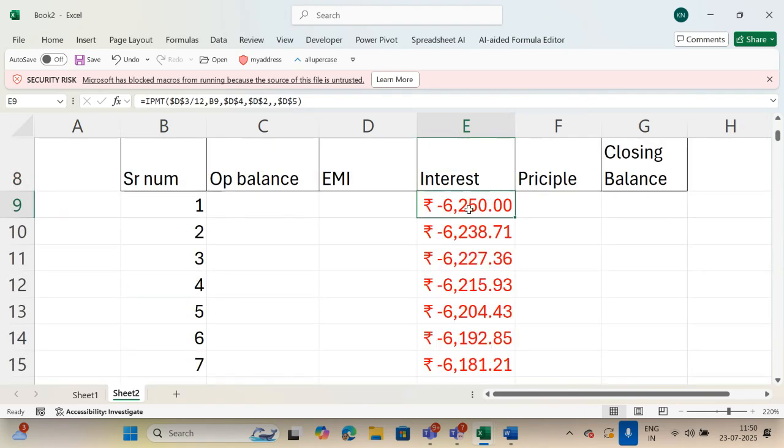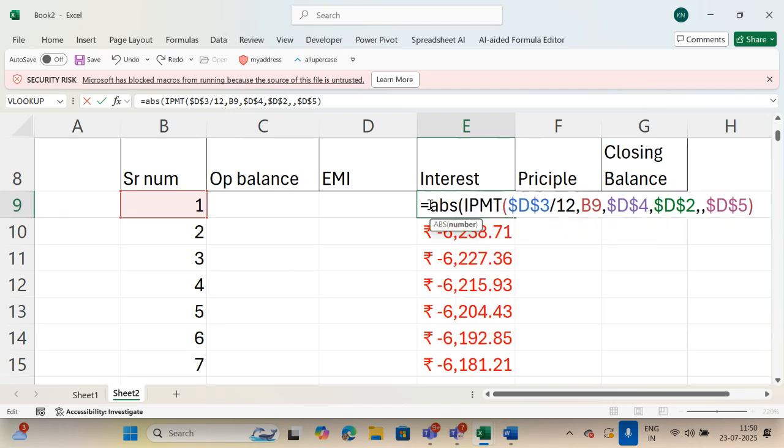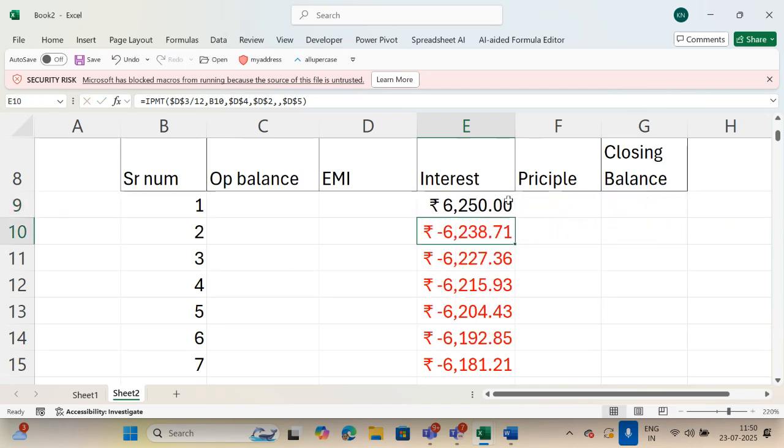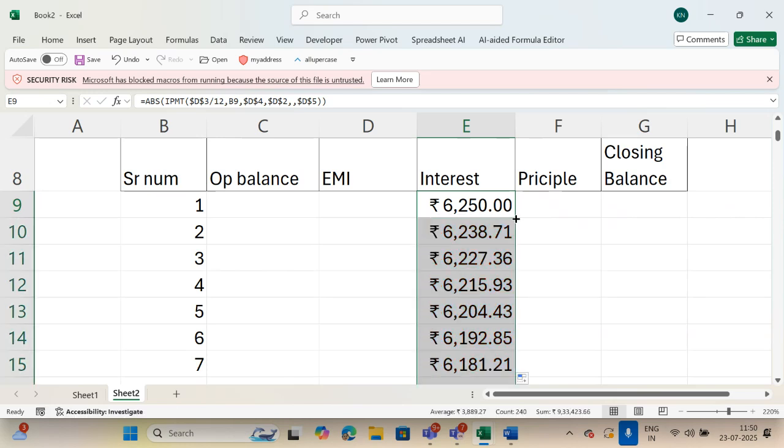Fine. Because I want it to be the positive value, I use ABS. See, through the IPMT formula, you should not calculate manually. It will be calculated automatically. There is no need to calculate the opening and closing balance or the principal.